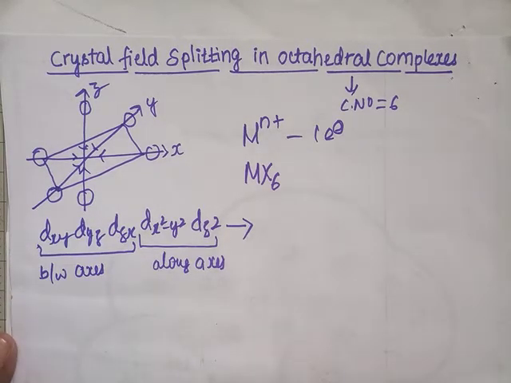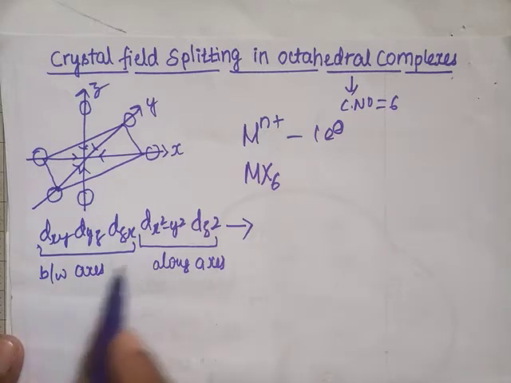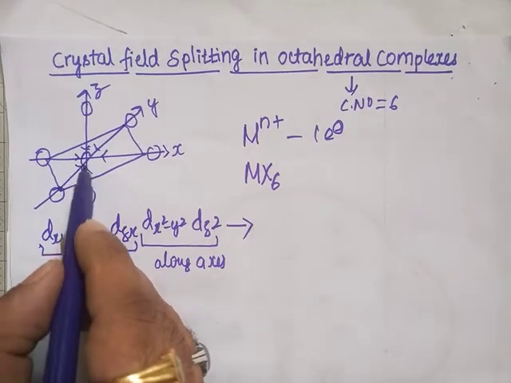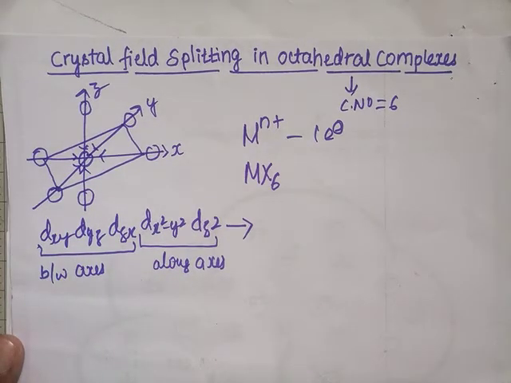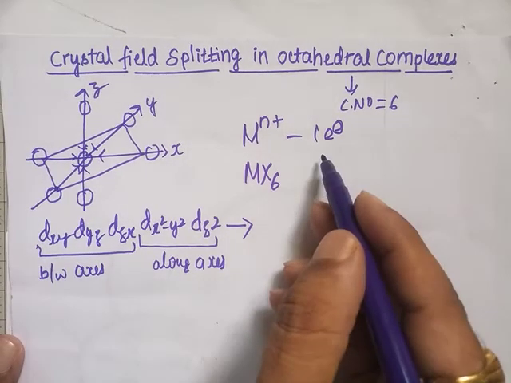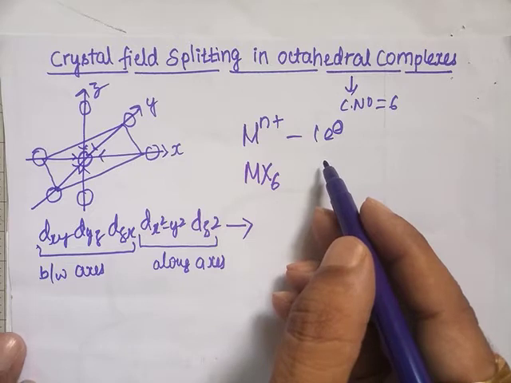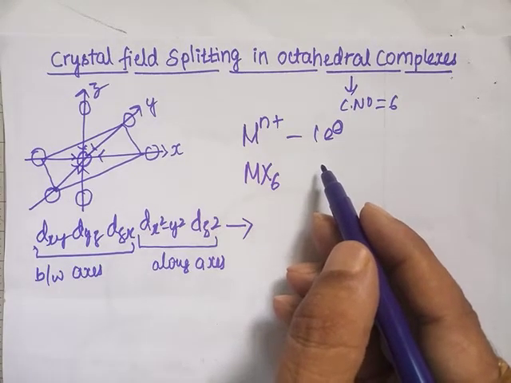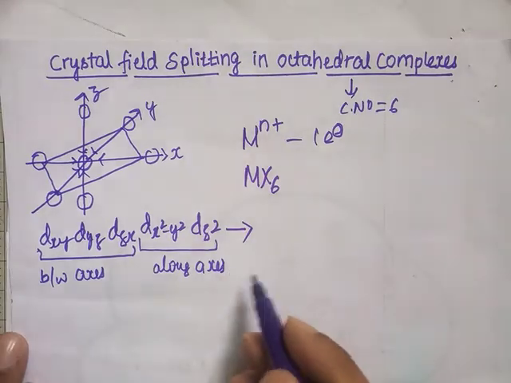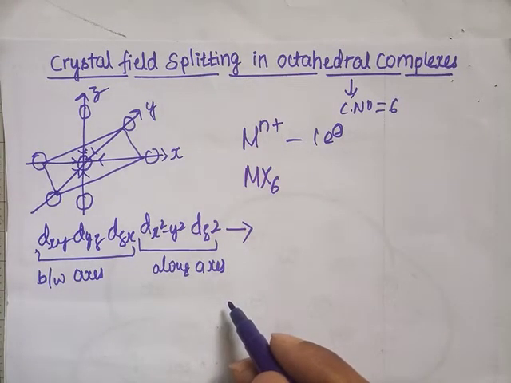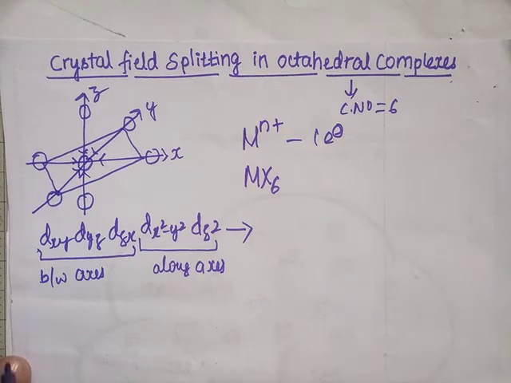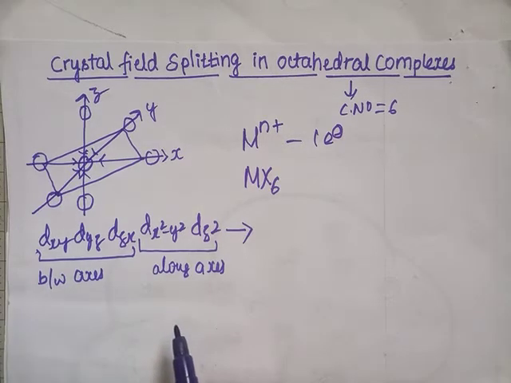As the 6 ligands approach the central metal ion along the axis, the electron, if present in the Eg orbitals, is repelled more by the ligands than the electron if it is present in the t2g orbitals. Hence, the energy of the Eg orbitals increases.